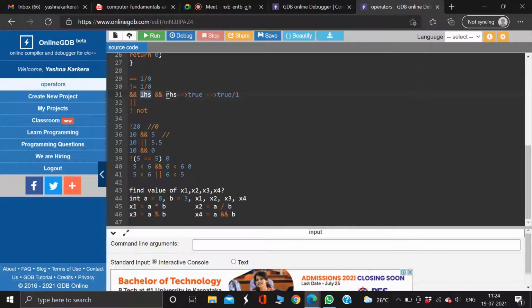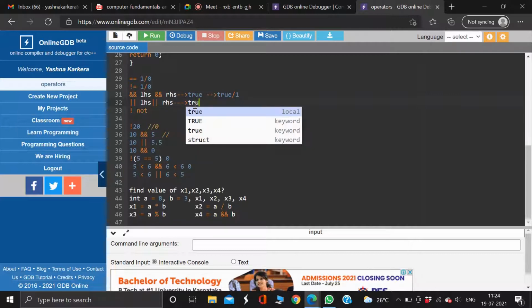Suppose this is true and this is false. What will be my output? 0. Very good. What if both are false? 0. Very good. I hope this is clear now, right? Now talking about the OR operator. The OR operator needs at least one condition to be true. That's all. Suppose both are true, then also it is true. But if both are false, then only it will evaluate to false. Suppose my LHS is true and RHS is false, then it will evaluate to true. It just needs at least one condition to be true.